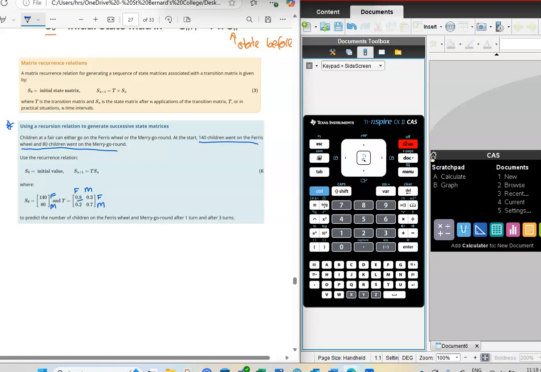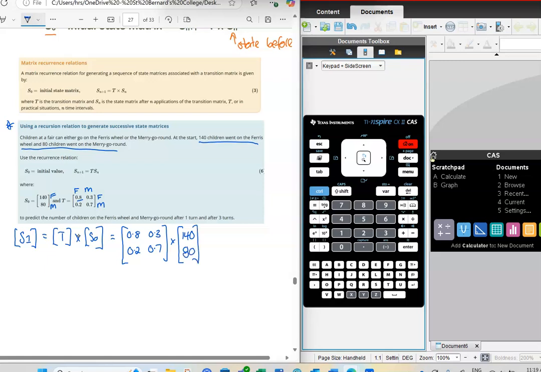All right, so let's have a look. It says to predict the number of children on the Ferris wheel and merry-go-round after 1 turn and after 3 turns. So we know if we want state 1, we have to use the transition times the one before. For this example, just for this one, you can get away with just showing your working out using the codes, but just to show you what we're actually going to do, we're going to type in this transition matrix in our calculator, because you don't have to manually do it. We can just use our calculator. So I'm going to times it by that S0.